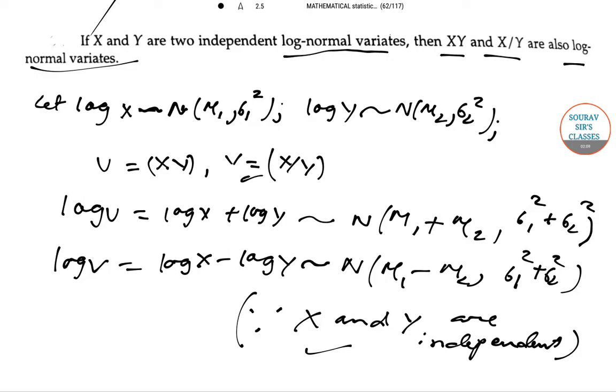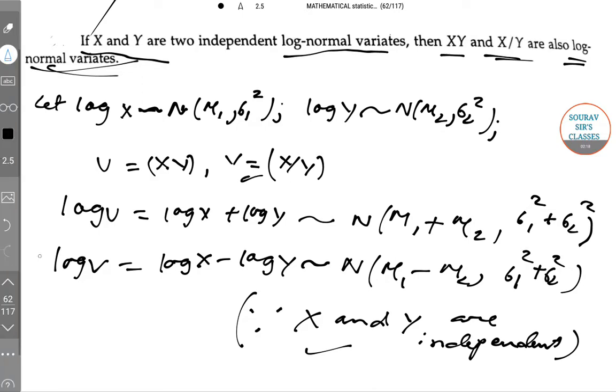So it is asked, if X and Y are two independent log normal variables, then XY and X by Y are also log normal variables. So for this we have done it this way.